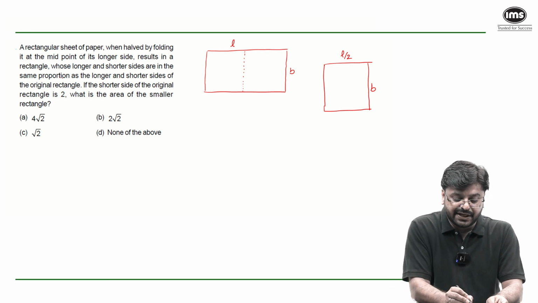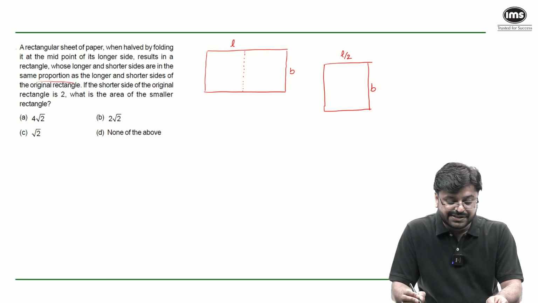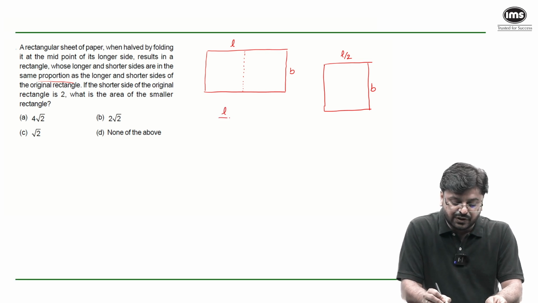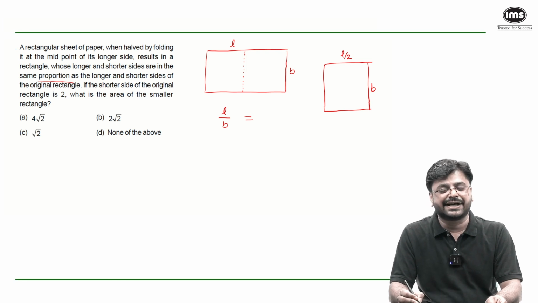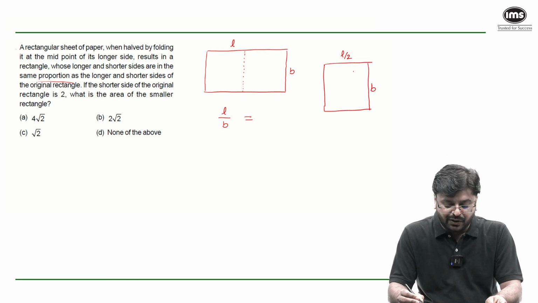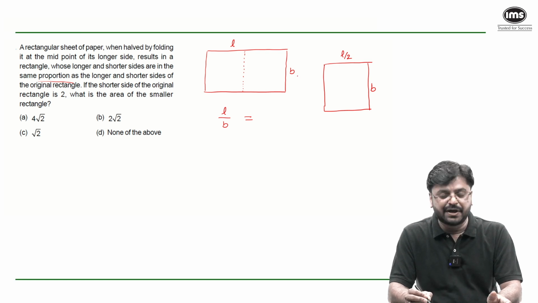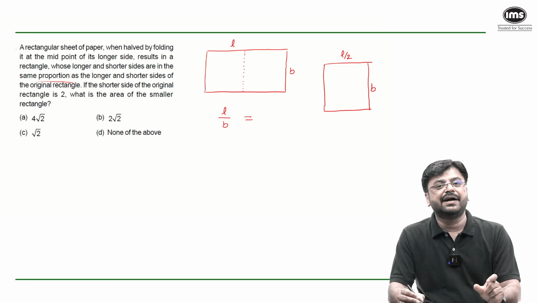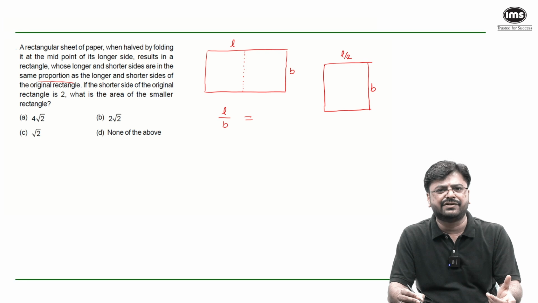They say the result is a rectangle whose longer and shorter sides are in the same proportion as the longer and shorter side of the original rectangle. So here, whatever is the ratio of the longer to the shorter side, the ratio of the longer and shorter side in the second rectangle will also be the same. Now understand, if the longer side in the bigger rectangle is L and the shorter side is B, then L by 2 cannot be the longer side. Otherwise, it will not have the same ratio.